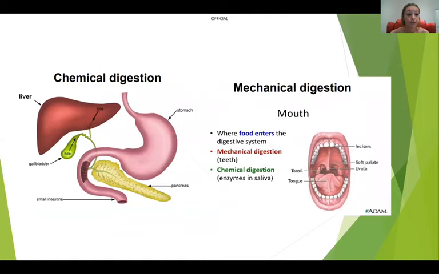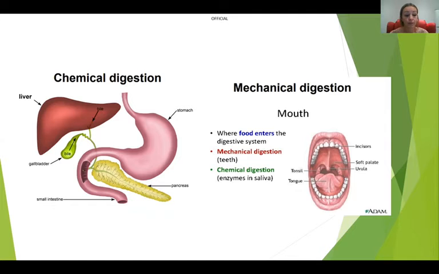Mechanical and chemical digestion. Mechanical digestion occurs only at the beginning of the digestive process. When food enters the oral cavity, the teeth chew and tear up our food assisted by the tongue, a process called mastication. Chemical digestion also begins here with the salivary glands producing and releasing amylase to begin breaking down starch.